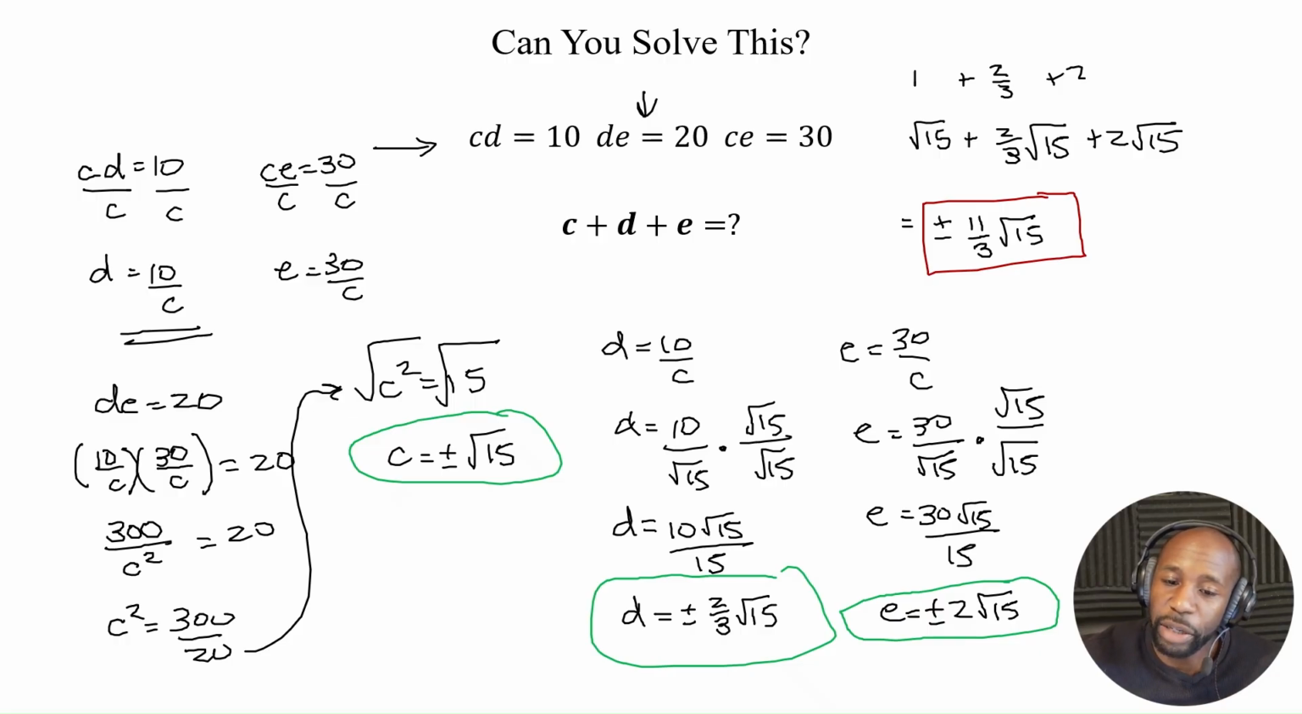But let's note this too. Technically, if C can be plus or minus, D can be plus or minus, E can be plus or minus, you could have different variations of that solution, if that makes sense. Like this one could be plus, this could be minus, this could be minus. You see what I'm saying? But just for the sake of simplicity, we'll say that these are our answers here.